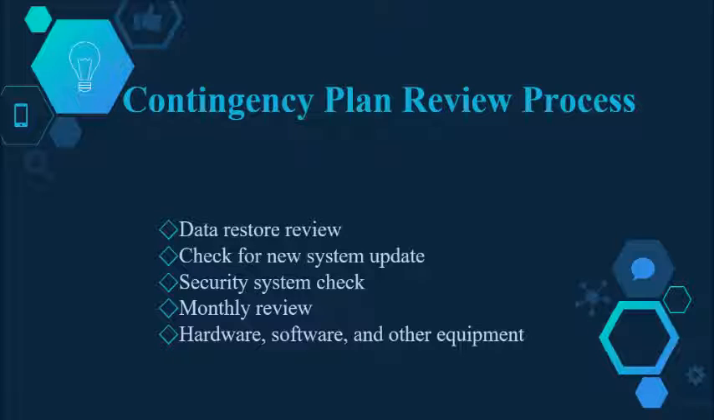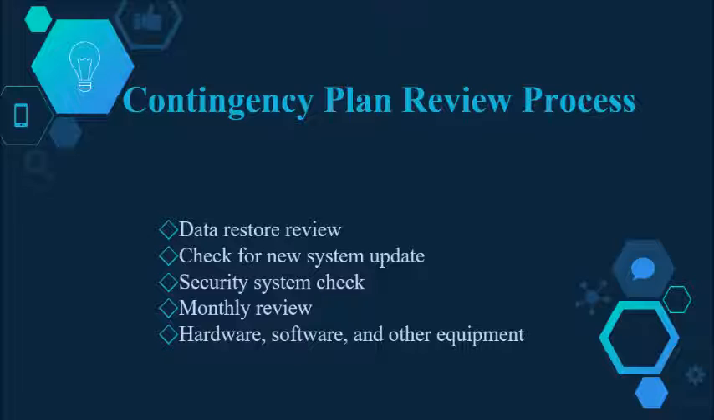Again, there's a check for new system updates. Checking new system updates is an important part because an updated system can increase the efficiency of the contingency plan. So if we want to get the best, we have to check system updates frequently. Security system check. Security system check is a vital part to ensure the safety of an organization's important information. As the server and backup resources hold important information, it is important to secure them from unauthorized access and people. So the security system should be checked and updated on a regular basis.